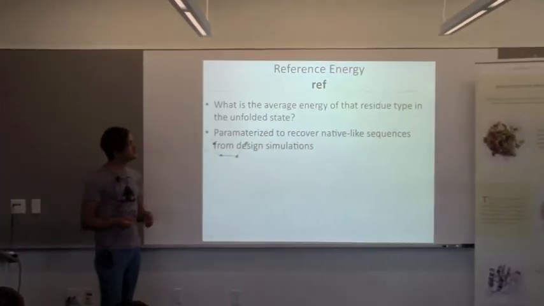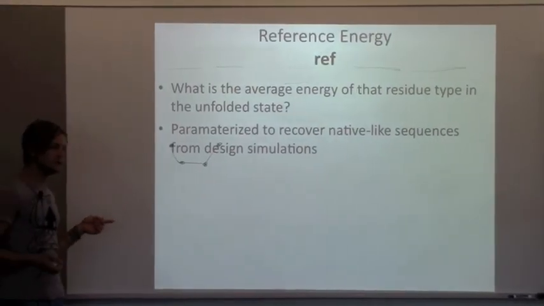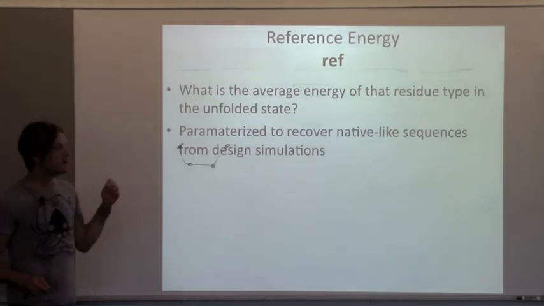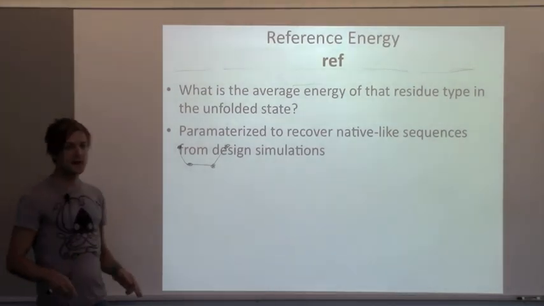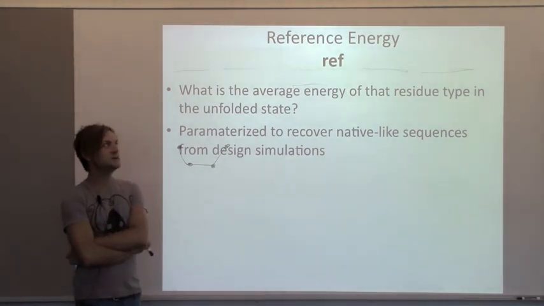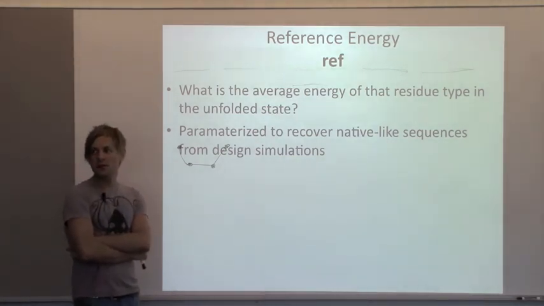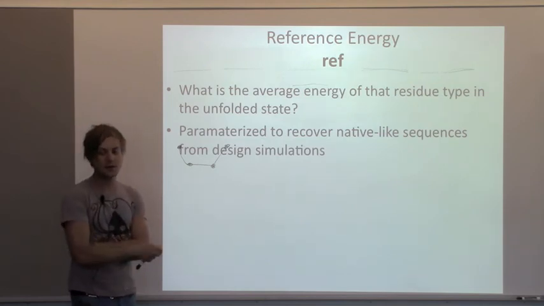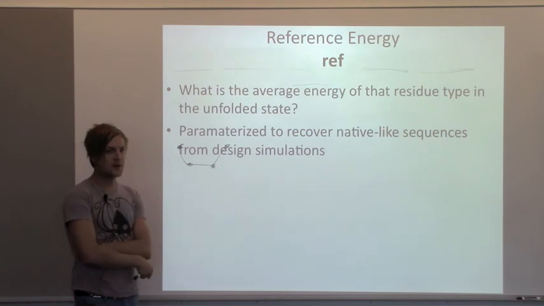And so the last one is reference energy. This only matters if you're doing design. For structure prediction, this doesn't change. And all this is, is a single value for each residue type. So if, say, the reference energy for tyrosine is 0.5, and you have 10 tyrosines in your protein, it doesn't matter where they are, then that will add 5 to your score, right?